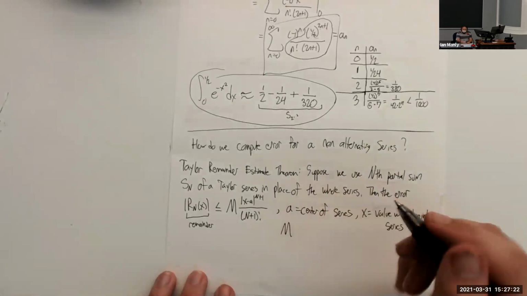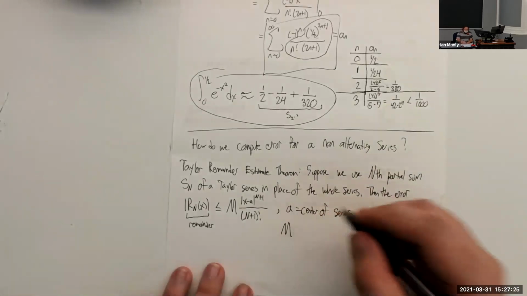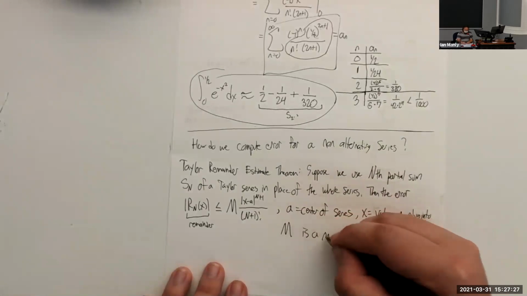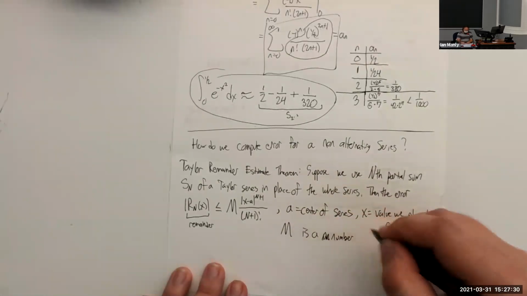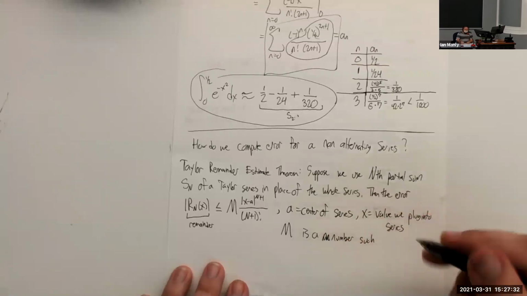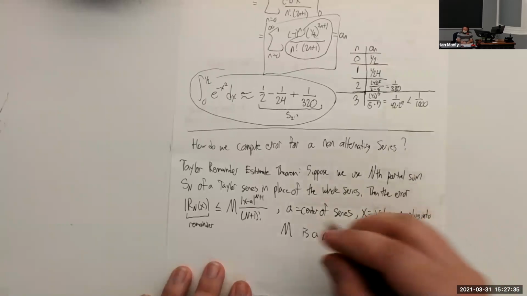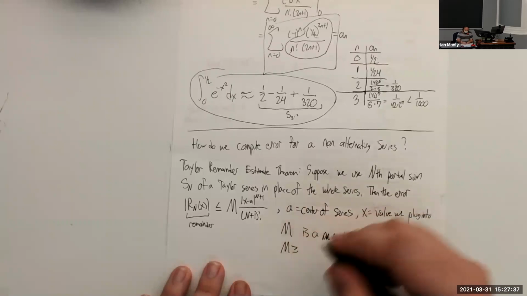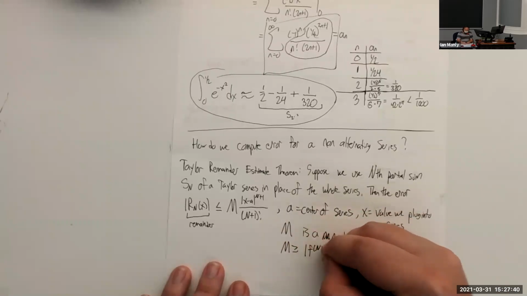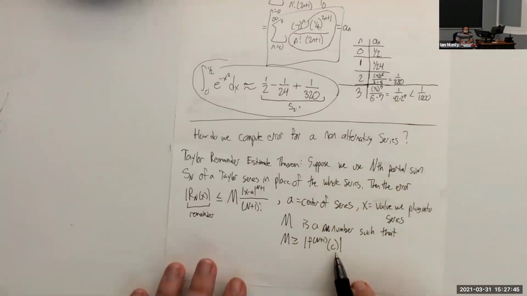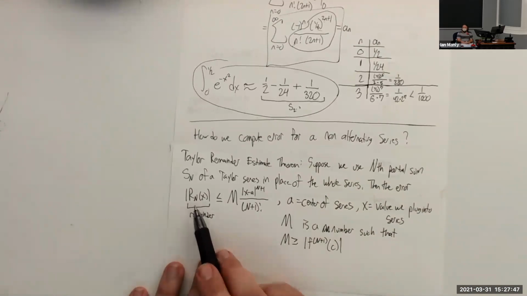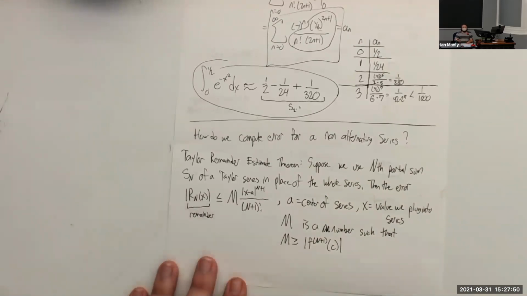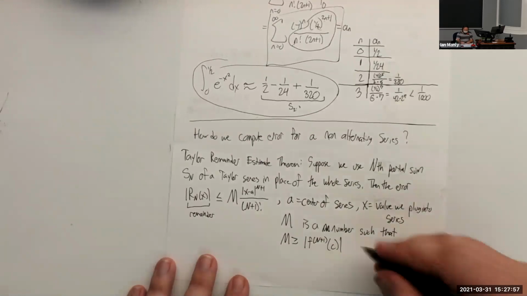And then M is a little bit different. M is kind of specific, where M is a number. And this is kind of the tricky part. M is a number such that M is greater than or equal to the n plus first derivative of our function at some point C. So let's say n is like 3, for example. Then we look at the fourth derivative of our function, and M needs to be bigger than the absolute value of that. Now what's C?